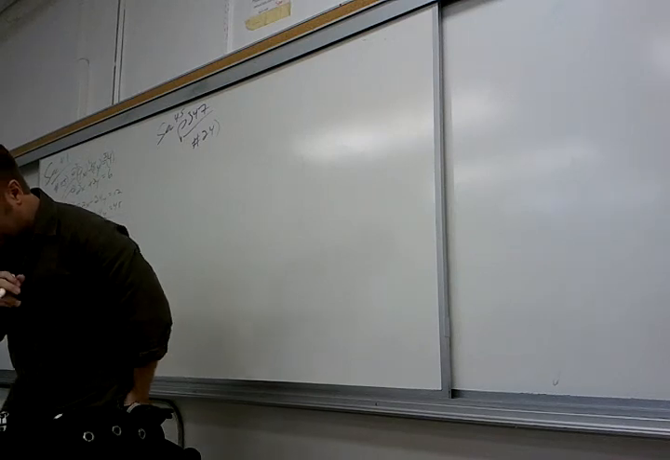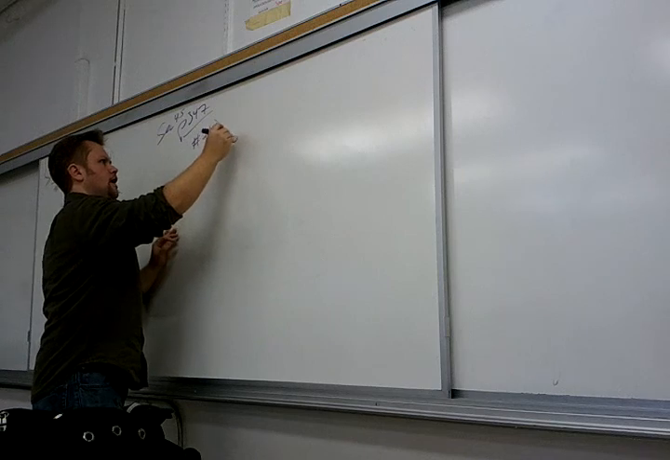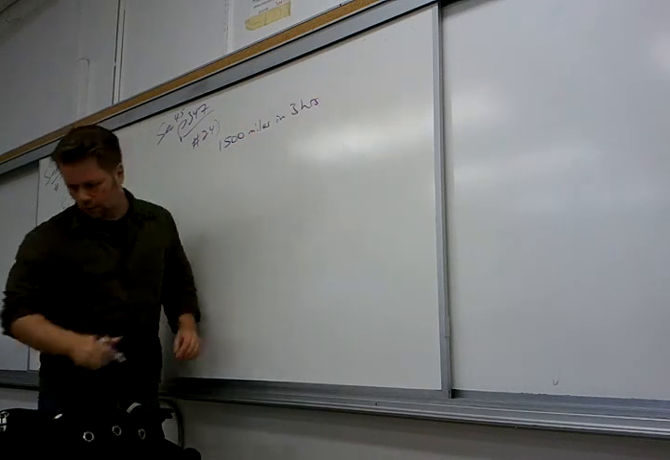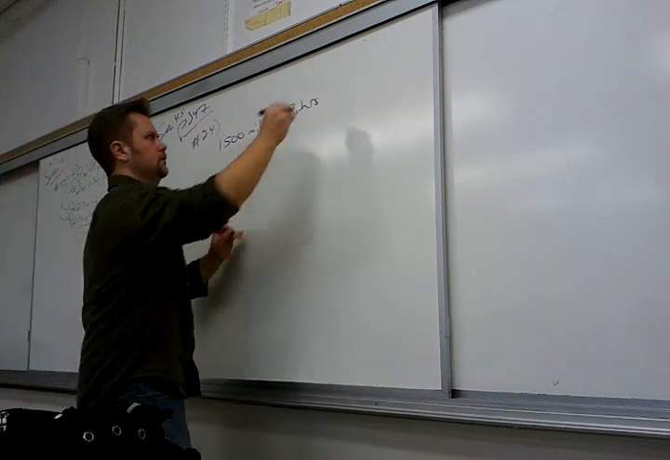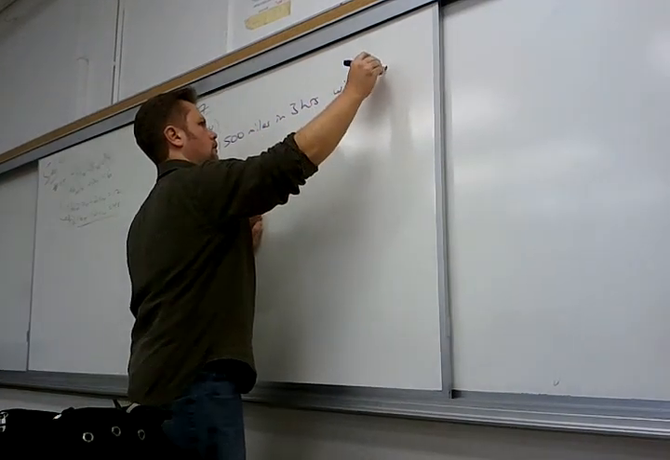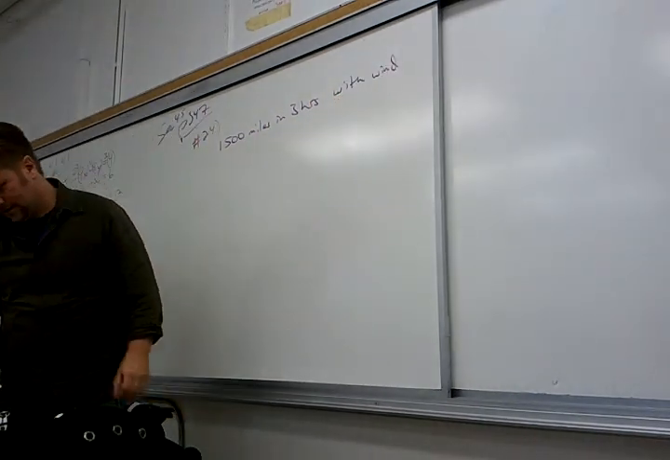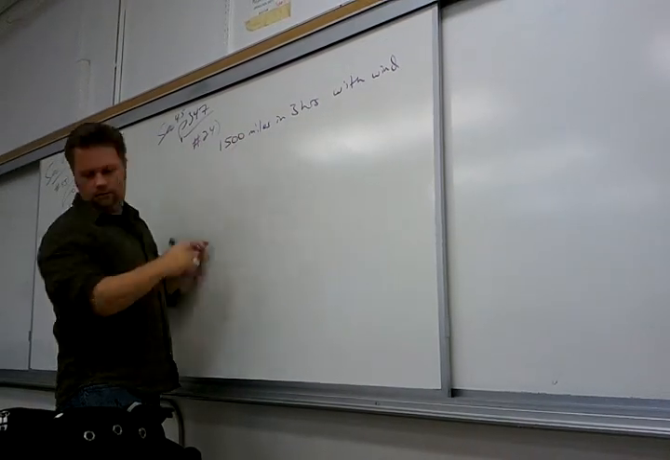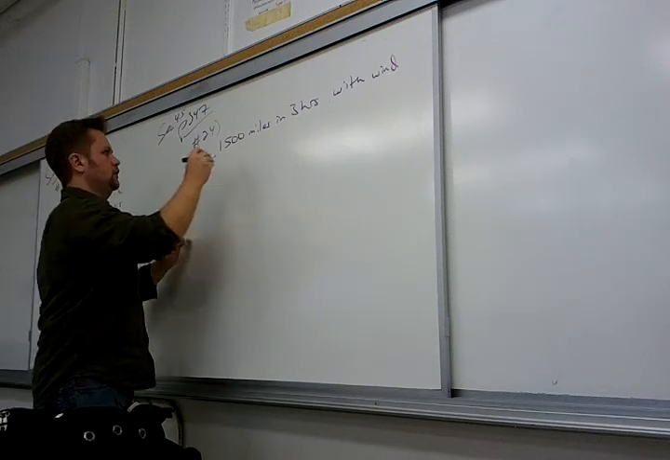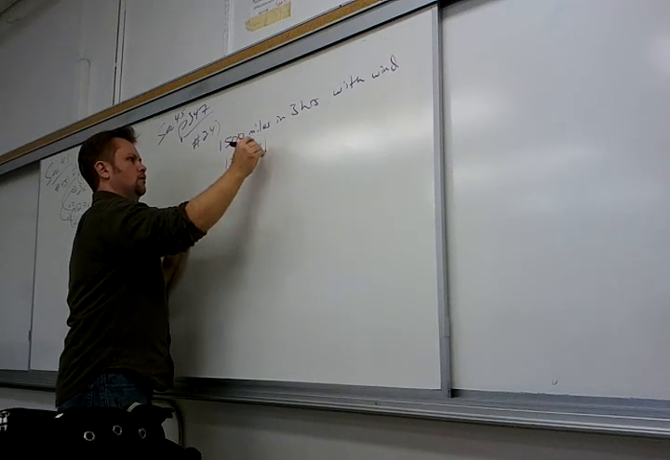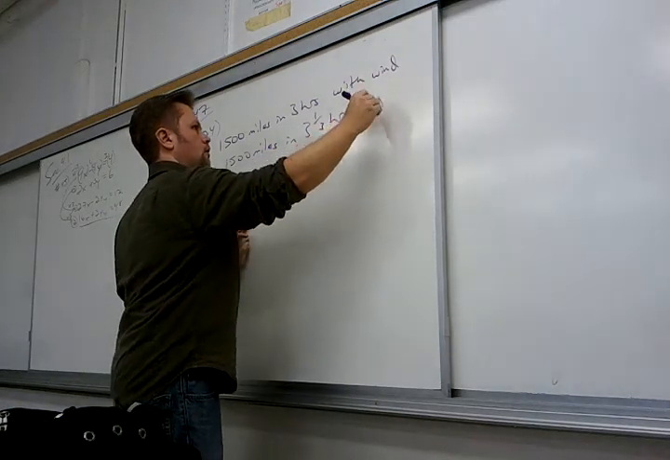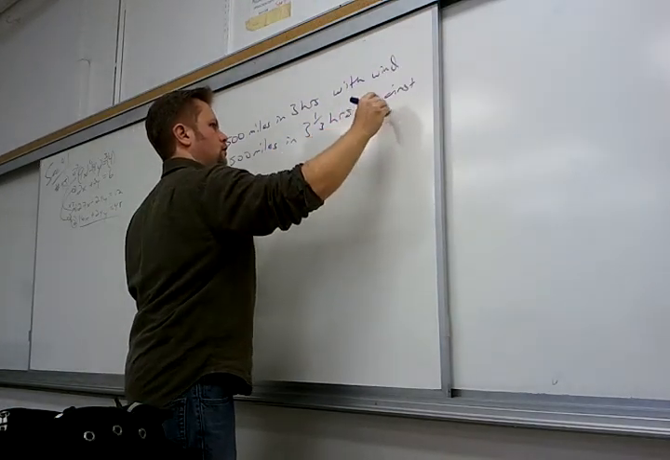So an airplane covers a distance of 1,500 miles in 3 hours when it's with the wind, and 3 1/3 hours when it's against the wind. Okay, so 1,500 miles and 3 1/3 hours against the wind.